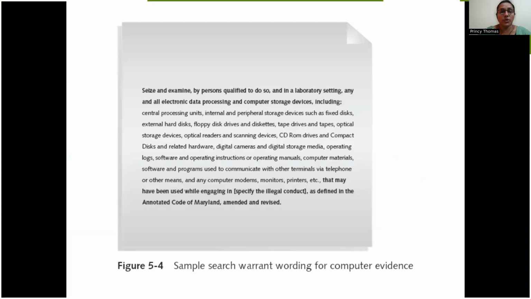This is an example of warrant wording for computer evidence. Seize and examine, by persons qualified to do so and in a laboratory setting, any and all electronic data processing and computer storage devices, including central processing units, internal and peripheral storage devices such as fixed disks, external disks, floppy disks, and diskettes, tape drives and tapes, optical storage devices, optical readers and scanning devices, CD-ROM drives and compact disks and related hardware, digital cameras and digital storage media, operating logs, software and operating instructions or operating manuals, computer materials, software and programs used to communicate with other terminals via telephone or other means, and any computer modems, monitors, printers, etc. that may have been used while engaging in the particular crime that they suspect that particular organization or person of. That should be clearly mentioned here.